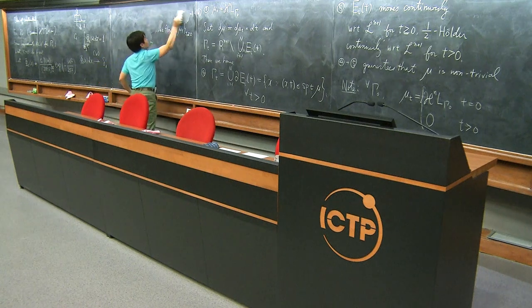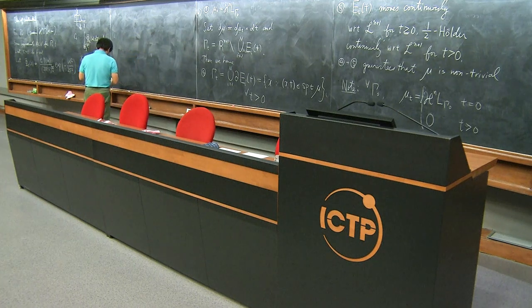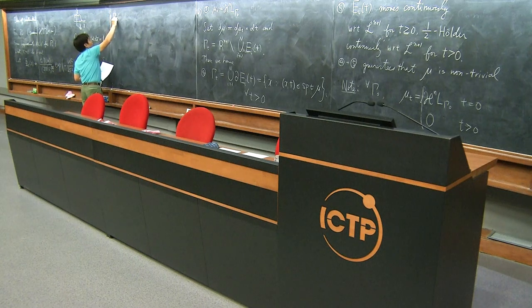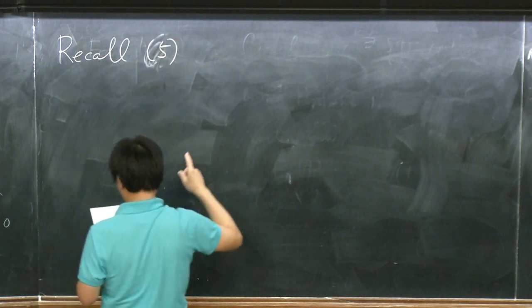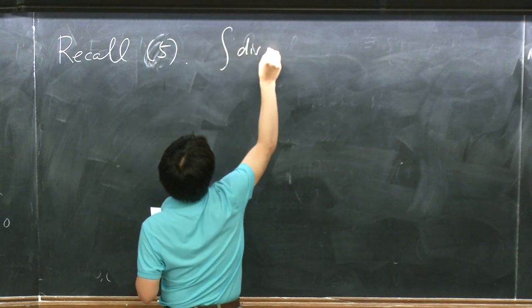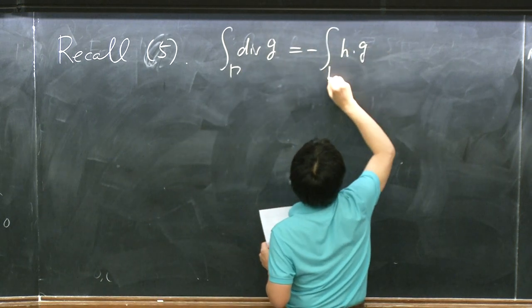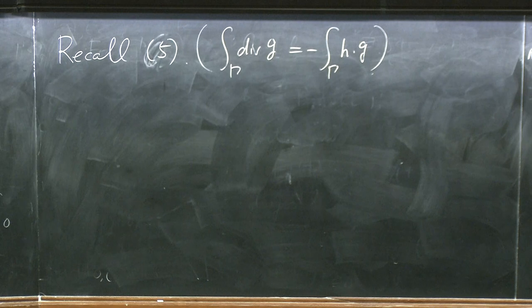Okay, so I use this modifier to get, let's see. Now, as I said, I want to compute the mean curvature vector-like things. So I always use some kind of motivation talk. Now recall this formula 5, which is the first variation formula from yesterday. Maybe I should write this: the divergence of g minus h dot g. This is the one from yesterday. I use this formula.